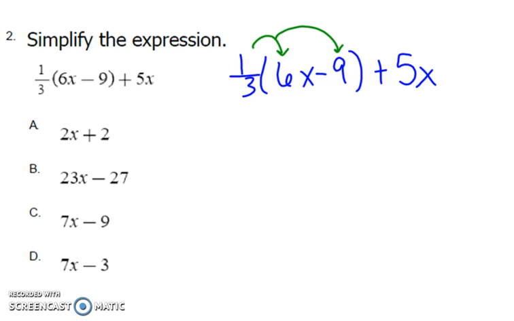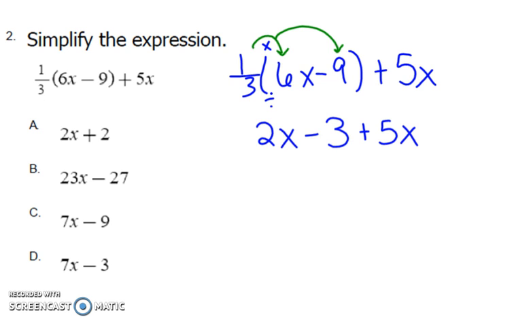Now, you can either use your calculator. If you prefer to do it in your head, you're going to multiply and then divide. So this gives me 2x. 1/3 times negative 9 gives me negative 3. And I'm just going to bring down plus 5x. We didn't have to distribute to it, so we're just going to bring it straight down.